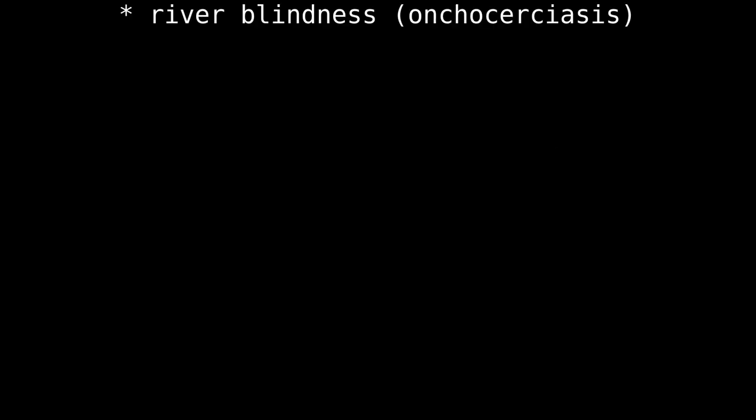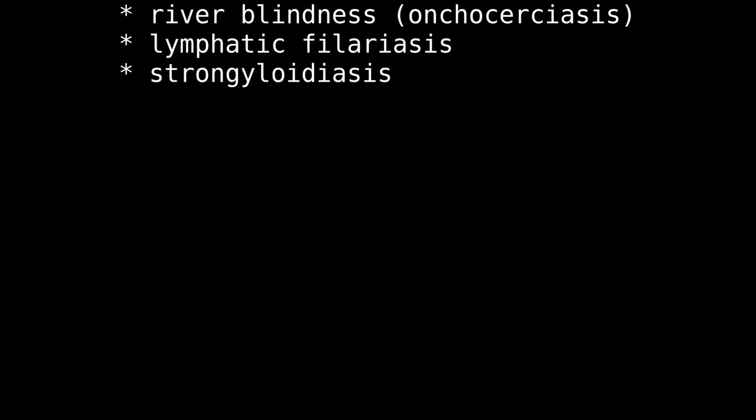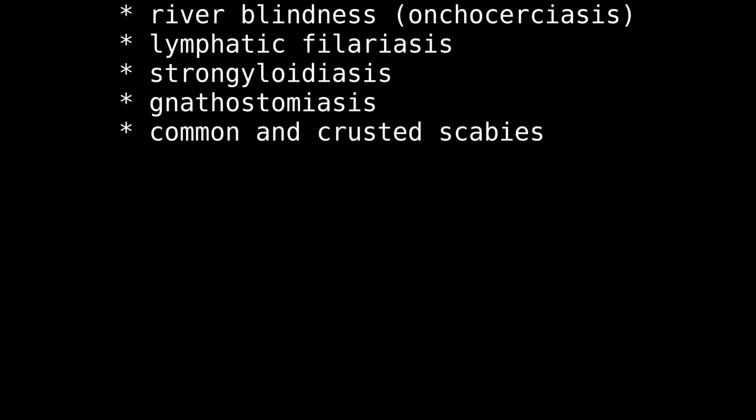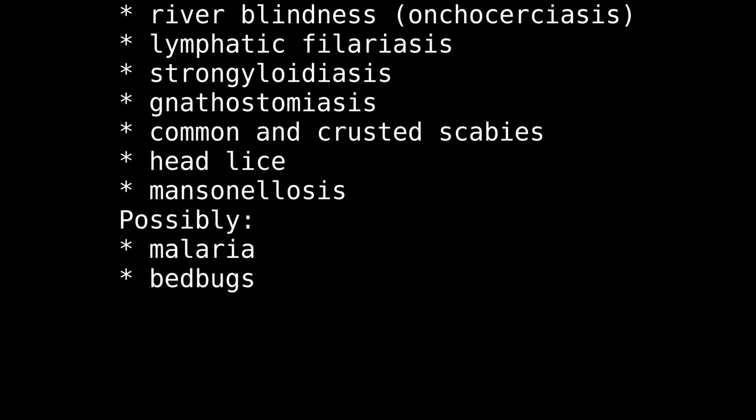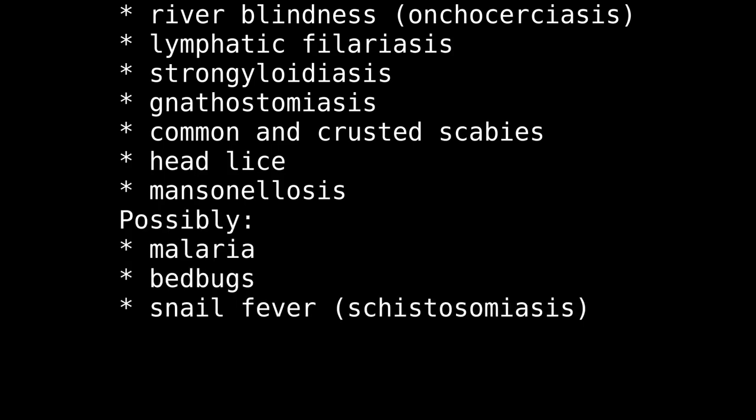river blindness, lymphatic filariasis, strongyloidiasis, gnathostomiasis, common and crusted scabies, head lice, and mansonellosis, all of which are the result of parasitic infections. Though studies are inconclusive and still ongoing, the drug also shows potential for treatment of malaria, bedbugs, snail fever, and leukemia.